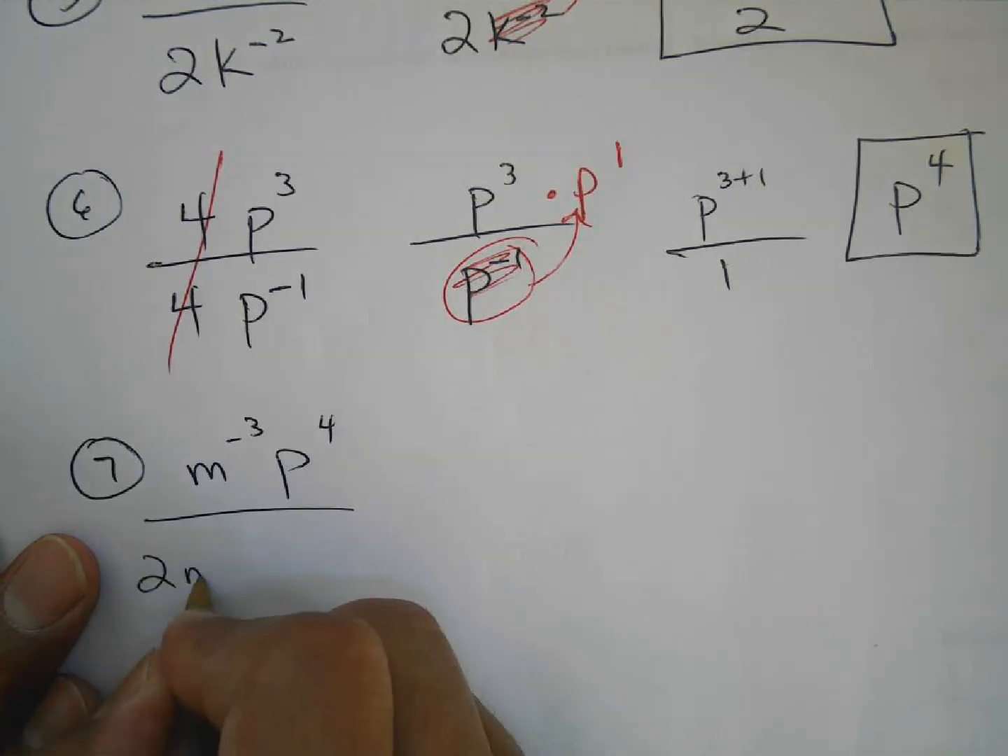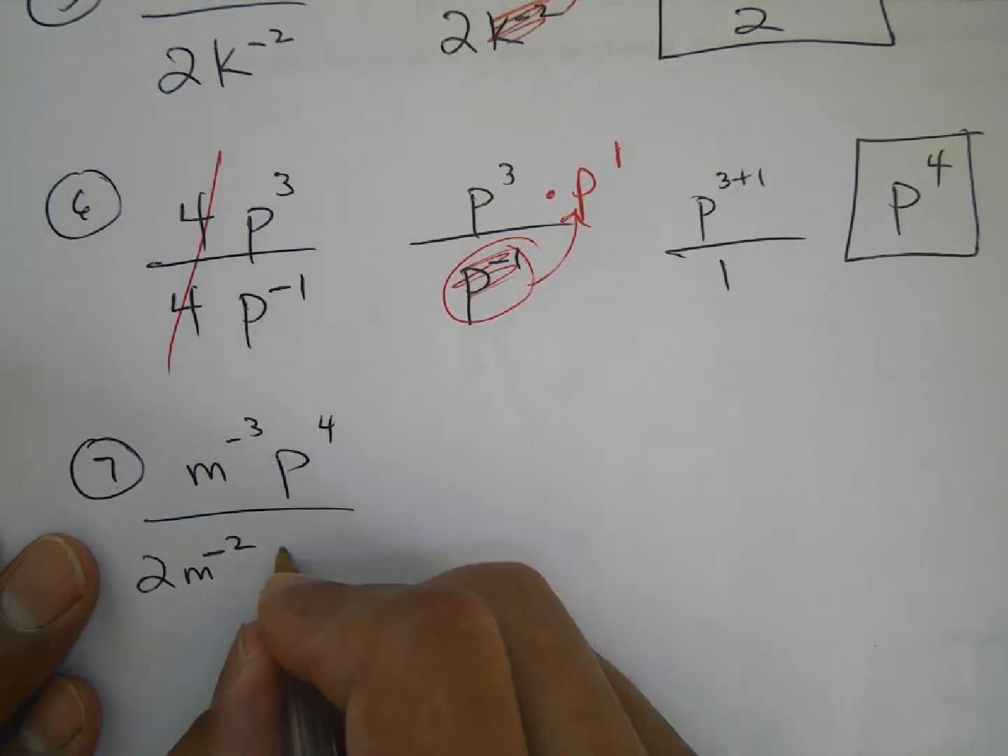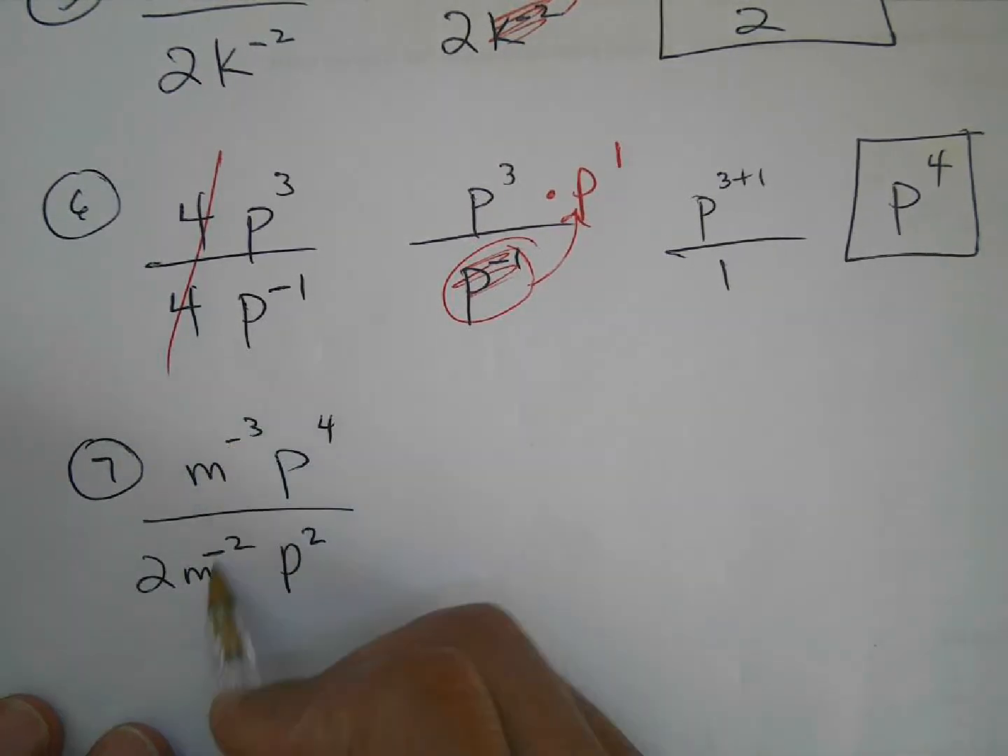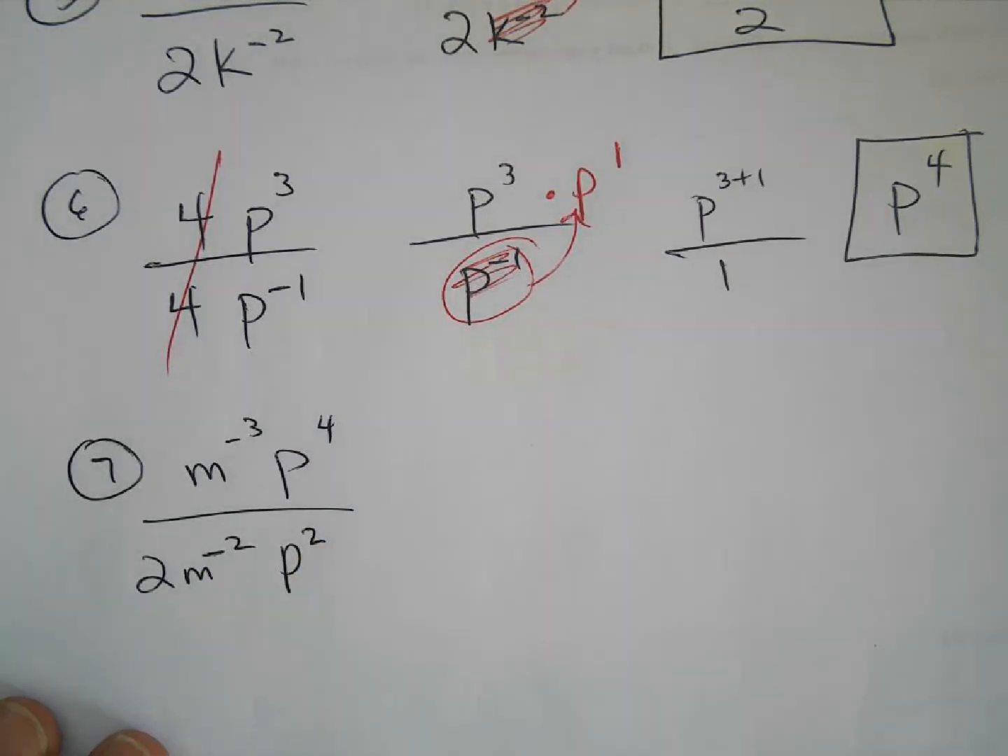P4, 2M negative 2, P2. All right. Remember, we have to move them. You don't want to move them both. You're either going to move one of these M's up or one of these M's down. Same thing with this. Either one up or one down. Okay.